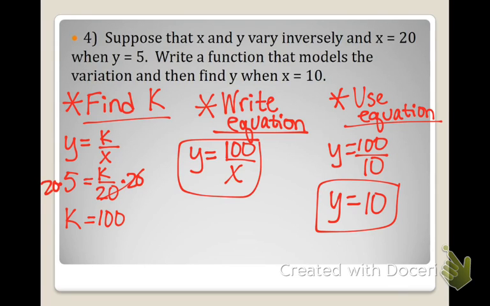Find your K, write your equation, use your equation. Hopefully, if we set it up this way every time, these problems will be less confusing this time around. Does this help? Having goals each step of the way? Maybe for some people it will.